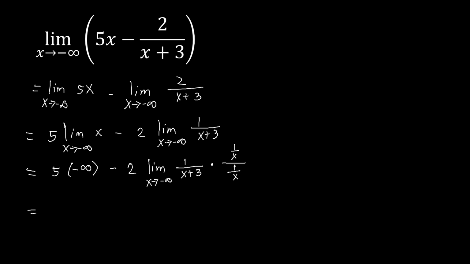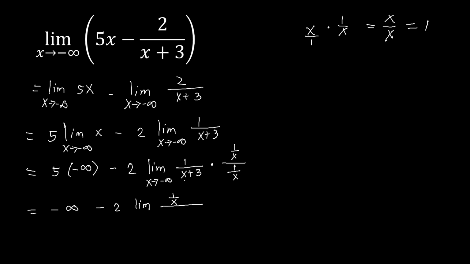So here we can simplify this one. This is negative infinity because we have positive 5 times negative infinity. That's still negative infinity. And then minus 2, we've got the limit of 1 times 1 over x. That's 1 over x. Over, we've got here x times 1 over x. X here has 1 as a denominator. So x times 1 is x, and 1 times x is also x. So this is equal to 1.